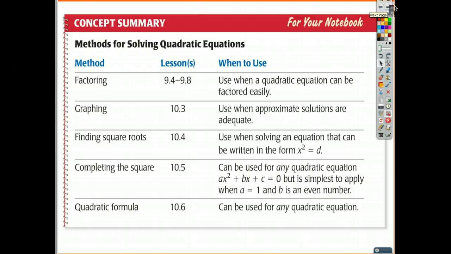First, this is a page out of the book. I don't remember exactly what page it is, but these are all the different ways that we've learned how to solve the quadratic equation. We can factor it, that was the last chapter. We can graph them. We can use square roots. We can complete the square. And then finally, we're going to use the quadratic formula. If you'll notice when you read this, completing the square works for anything, and the quadratic formula works for anything. So, all right, let's try this.